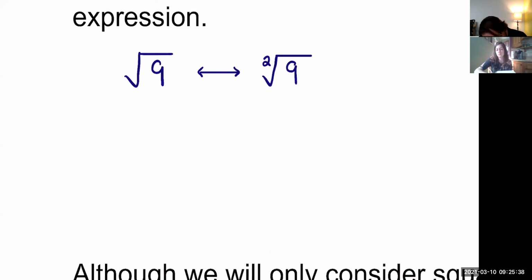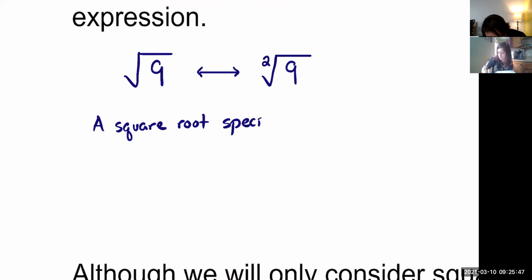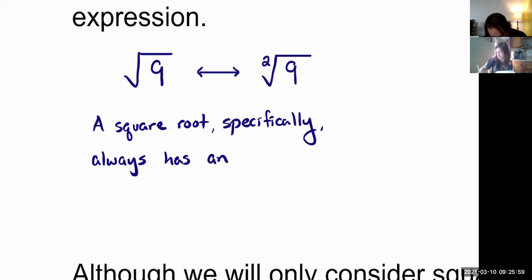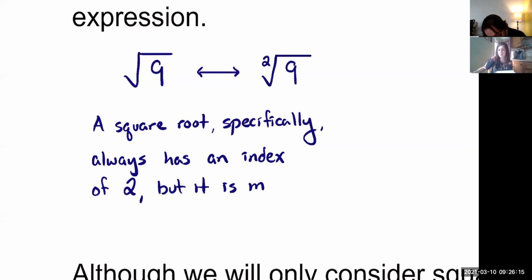So a little note here. A square root specifically always has an index of 2, but it is most often hidden.